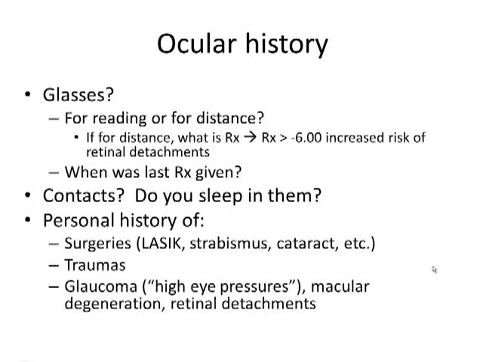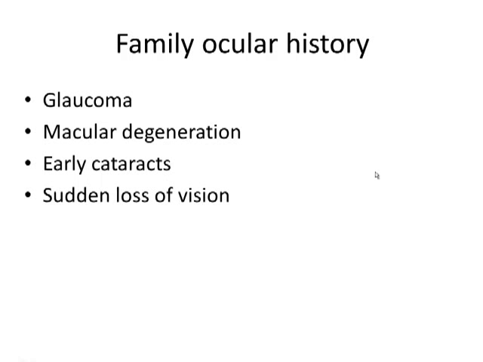All right, and then you always want to ask about personal history of surgeries such as LASIK, strabismus, cataract, any traumas that they might have had to their orbit area or even their head, and if they have any history of glaucoma, macular degeneration, retinal detachments, that sort of thing. As far as family ocular history, all of these things are good to ask about. They kind of increase your chances of getting them if somebody in your family has them.